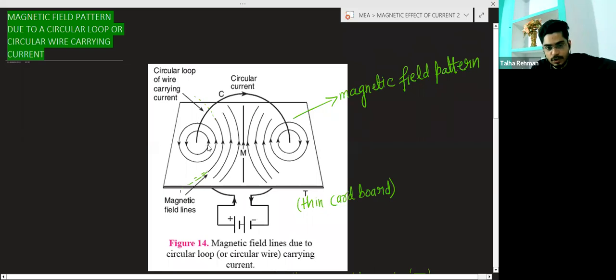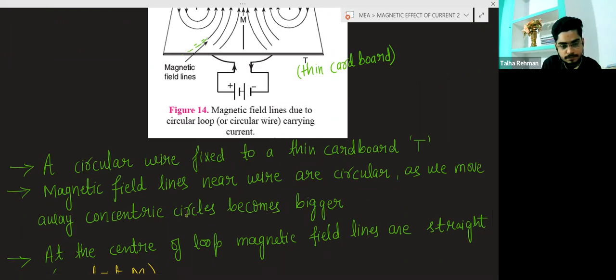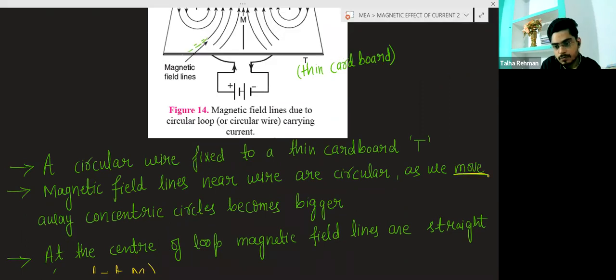You can see a smaller circle, then a larger one, then another circle, and another larger circle, and so on. So the magnetic field lines near the wire are circular. As we move away, the concentric circles become bigger.